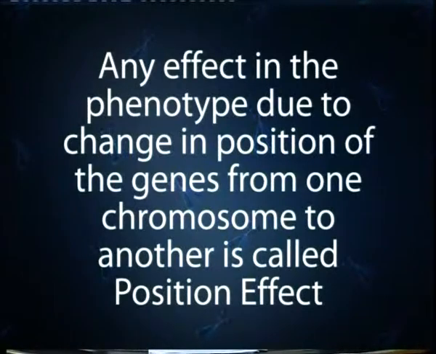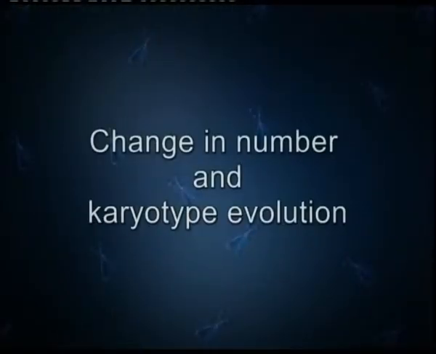position effect. Moreover, sometimes breaks occur within the structural part of the gene or within the regulatory elements of the gene during the translocation process. Therefore, all such genes which have received such breaks will be defective and non-functional, and hence the phenotype of the organism is later affected. Then another type of genetic consequence is change in chromosome number and karyotype evolution.